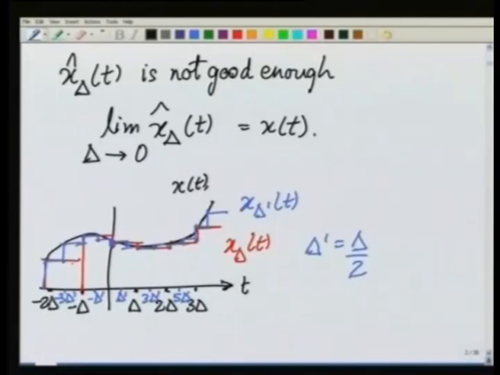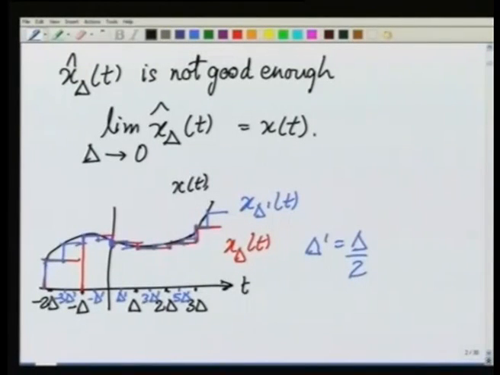X delta of t is seen to be more distanced from x of t than x delta prime of t, and this is achieved simply because x delta prime of t checks the values of x t at every time k delta prime, which is a smaller time interval than k delta. Thus, it is evident that as delta tends to 0, x hat delta of t will tend to x t. So, let us see what this entails.